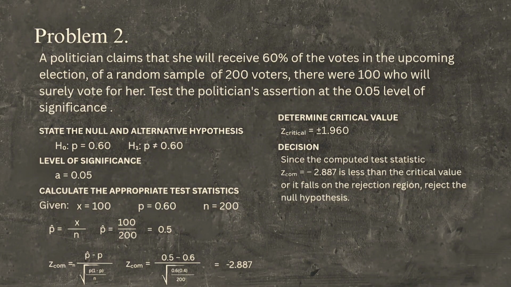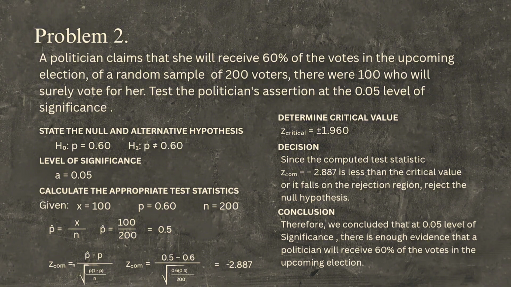So our decision, since the computed test statistic, which is negative 2.887, is less than the critical value or it falls in the rejection region, so we reject the null hypothesis. So our final conclusion, therefore, we conclude that at 0.05 level of significance, there is enough evidence that the politician will not receive 60% of the votes in the upcoming election.